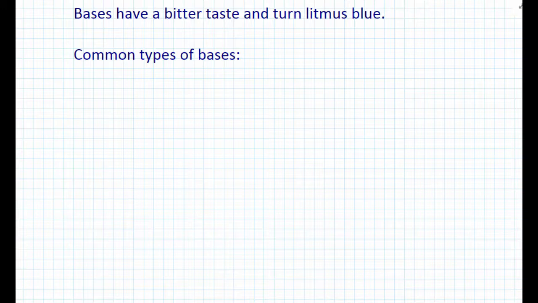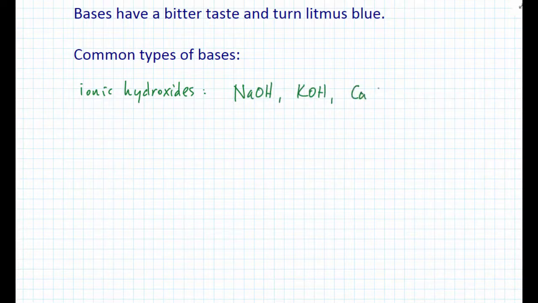So they turn litmus blue, the other color, so you can use litmus paper to determine acids or bases. Let's do the 3 types of bases that you'll need to be able to identify. Ionic hydroxides. These are sort of our standard bases: sodium hydroxide, potassium hydroxide, calcium hydroxide.